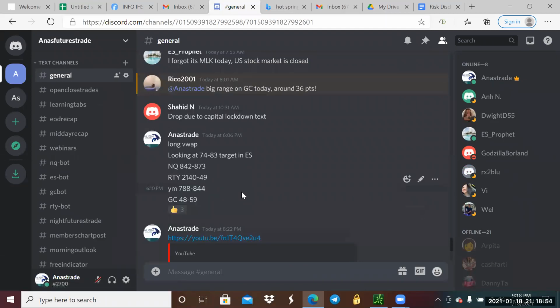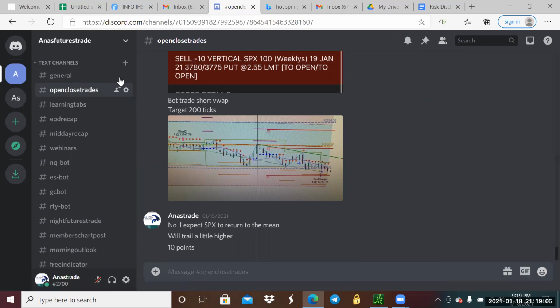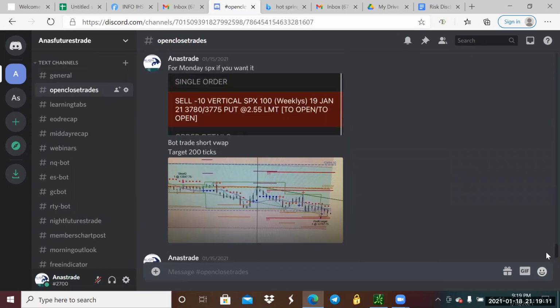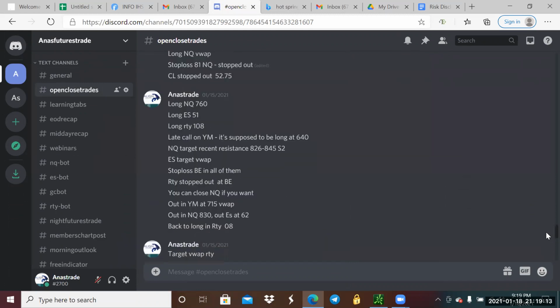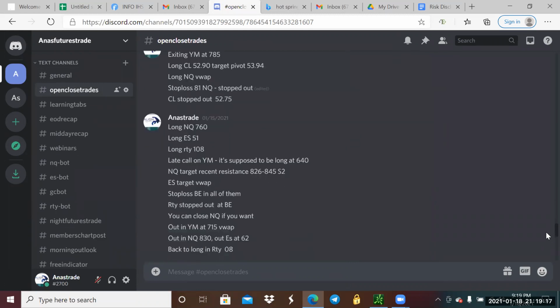Sometimes I put some trades in there, but really this is where you want to click the trades, if you want to get notification on the trades, that's where it's at, going to be in open and closed trades. And there are timestamps. Okay, so those are the trades for the day. If it's closed, it would say stopped out, closed, edited, stop loss, and things like that.